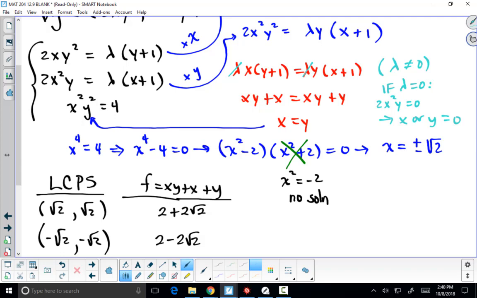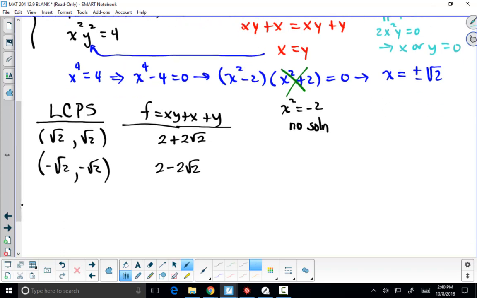If this was x plus y equals 4, if x is 0, then y would be 4, and if y was 0, x would be 4. So we'd get a couple of extra points, where x is 4 and where y is 4. But here, 0 equals 4 doesn't matter, so we don't get any extra points. So this is going to correspond to our max, and that's going to be our min. Max and min.